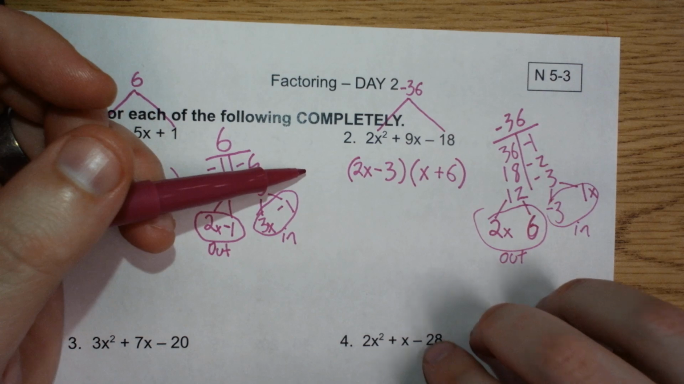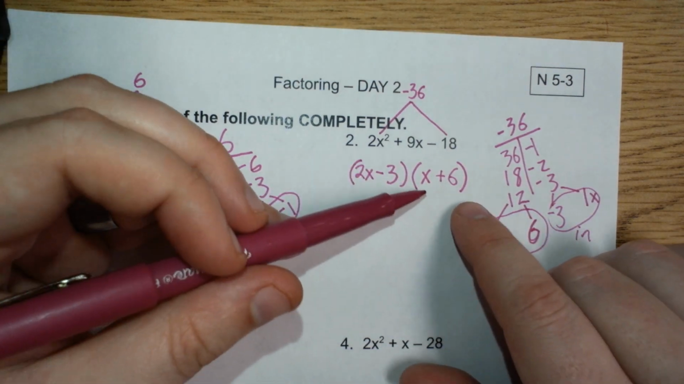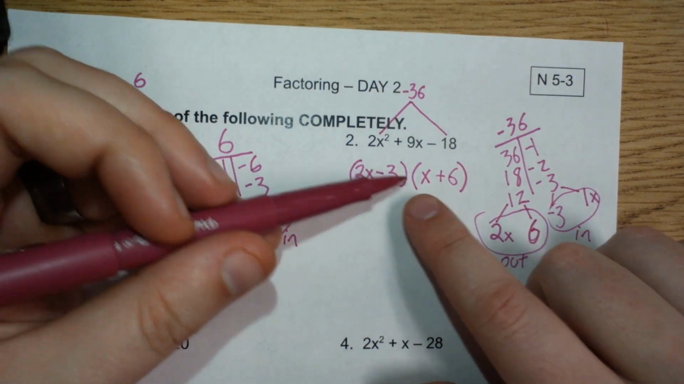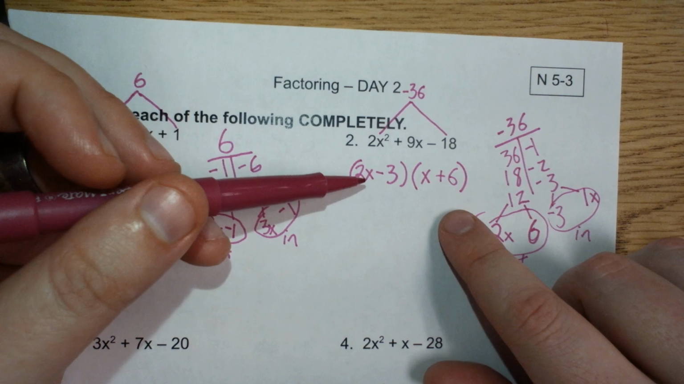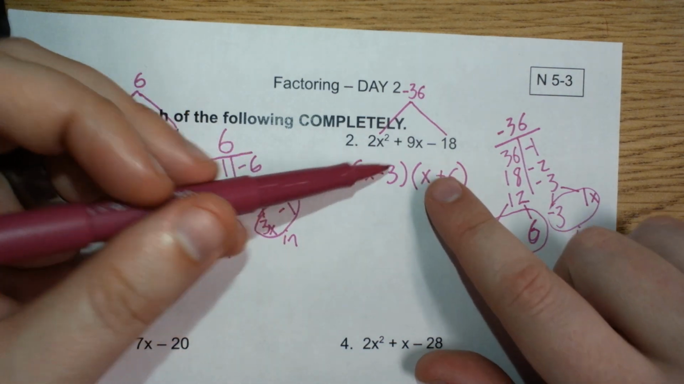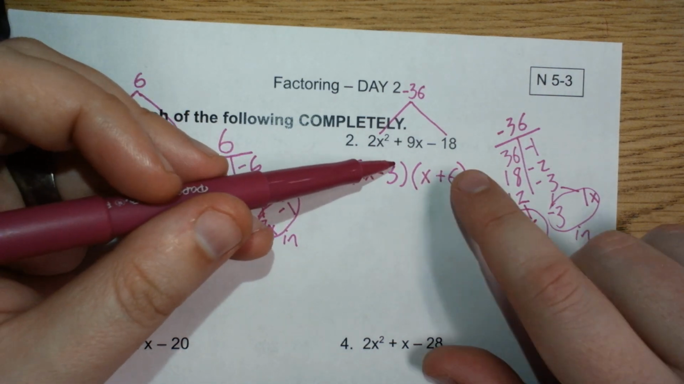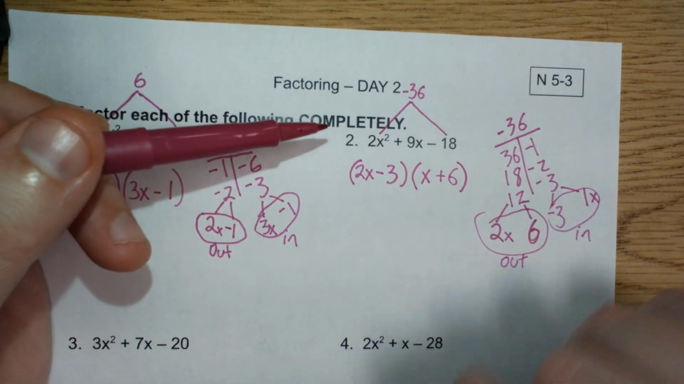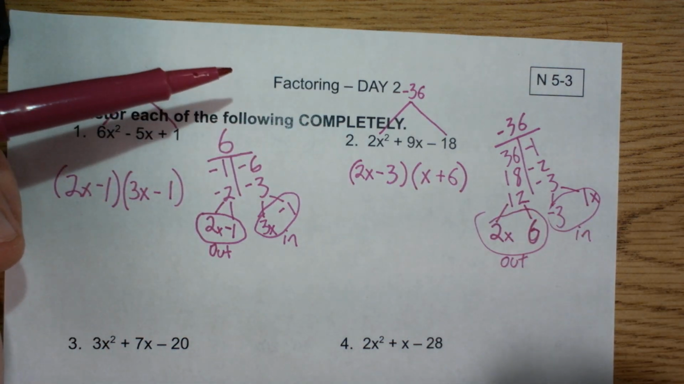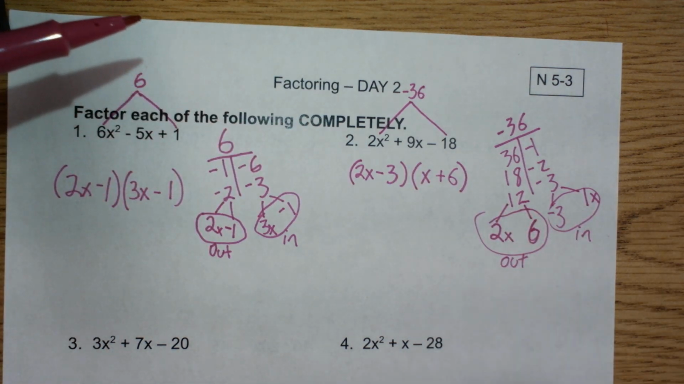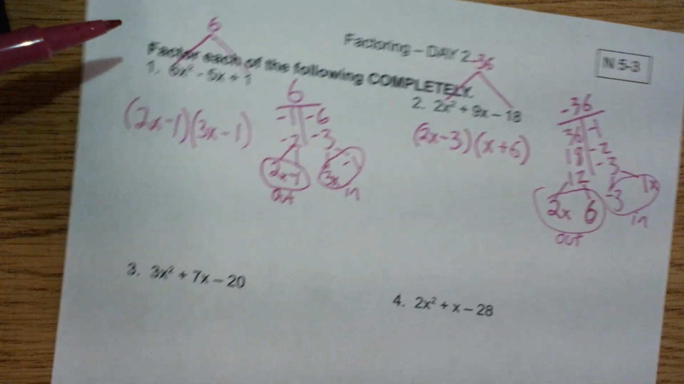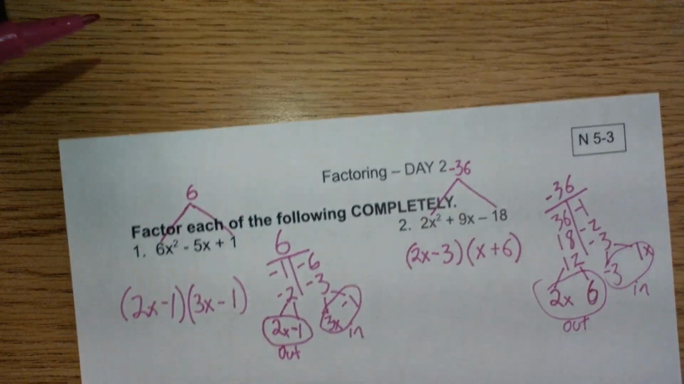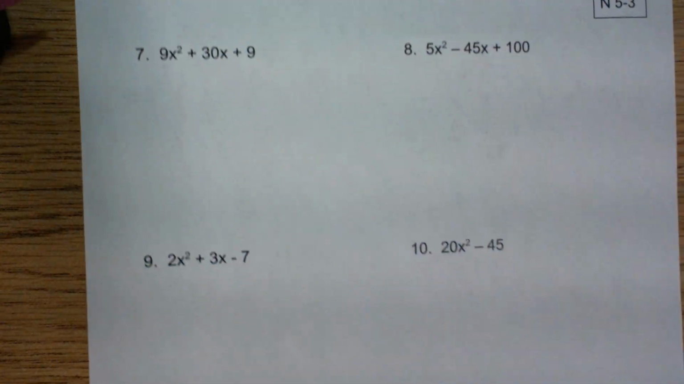So just doing some quick checking. 2x times 6 gives me 12x. Negative 3 times x gives me a negative 3x. That gives me a positive 9 together. These two multiply together to get a negative 18. These two multiply to get that positive 2 there. Okay, let's hop over to the back side, and we'll get one more.